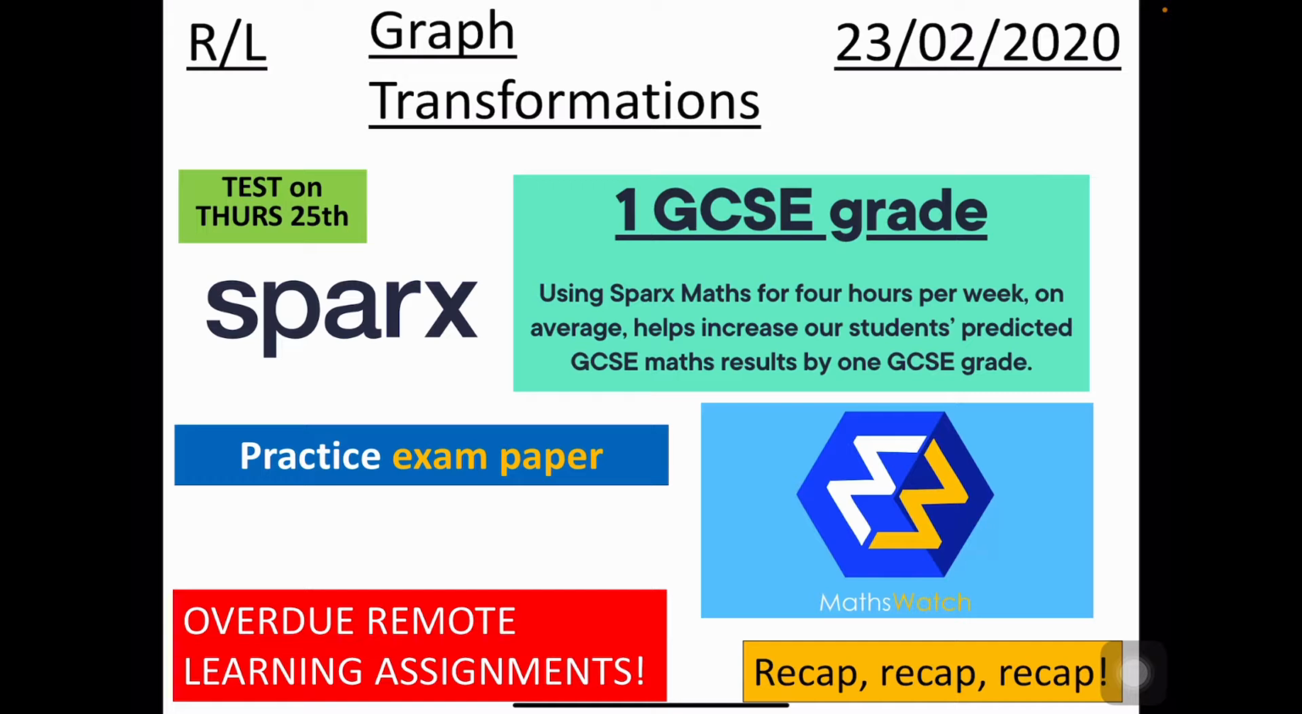The title is Graph Transformations. As you can see on the screen, we have a bunch of information, some key information.